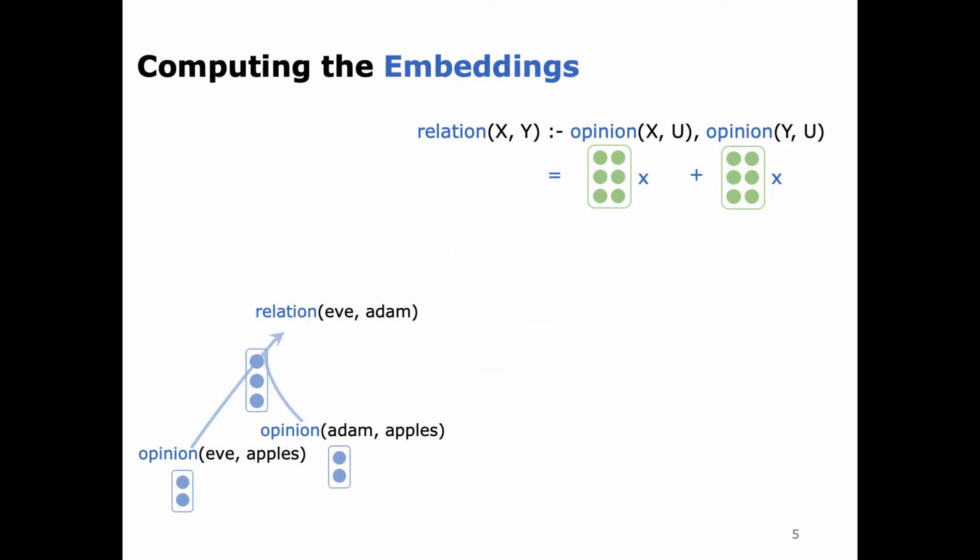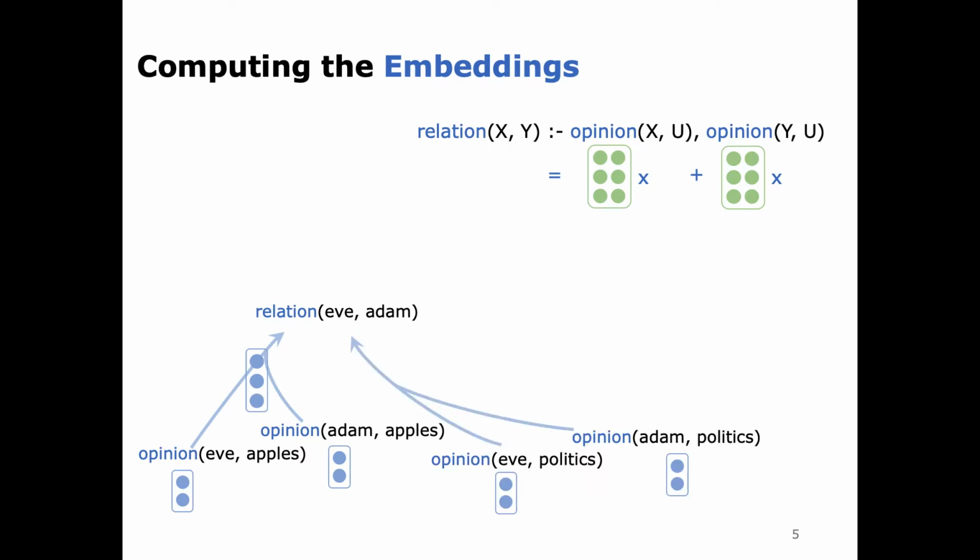Remember that variable u can be grounded to more than one thing. For example, Eve and Adam may also have opinions on politics. And these embeddings also contribute to their relationship. Note, when computing the contributions of opinions on different things, the parameters we use are all the same because they are tied to the rule.